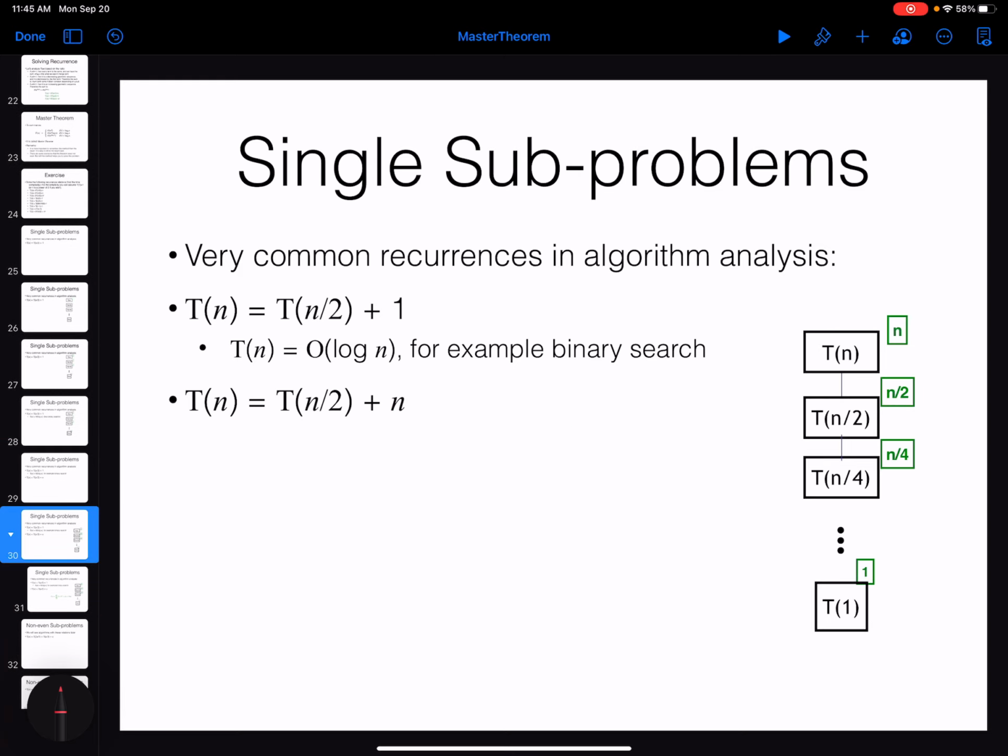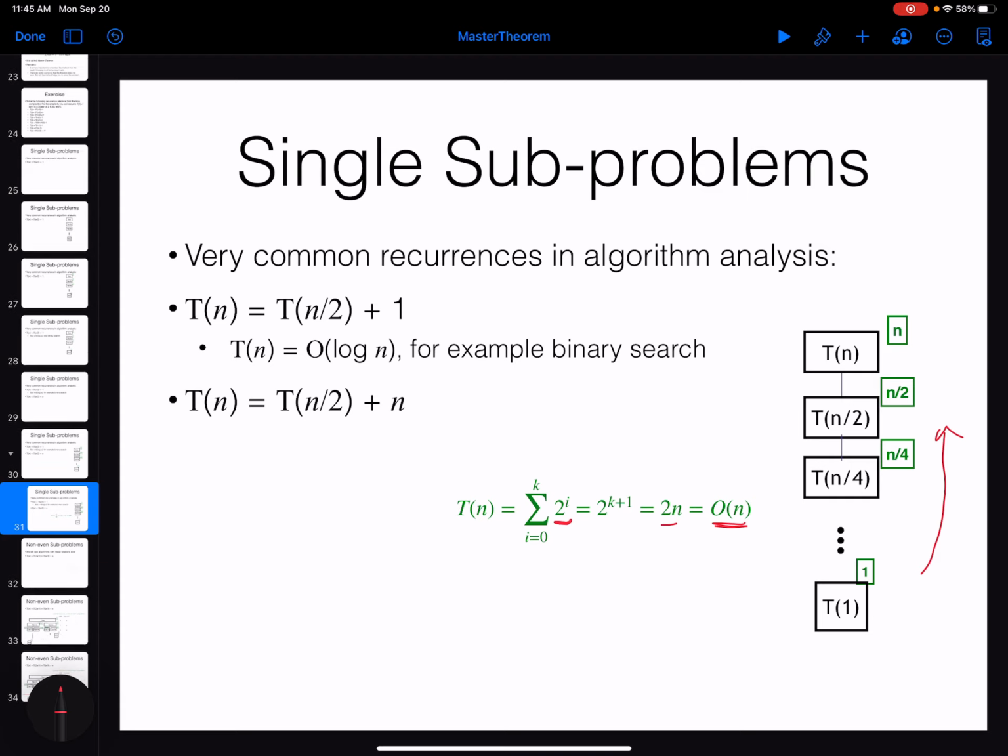Again, instead of directly using the master theorem, you can just go with the substitution method or use the tree. This is going to look like this: the summation of n divided by 2, n divided by 4, and so on. You can in fact think of it in the reverse way. In this summation, these are all the powers of 2 until you reach n. So the result is going to be 2n, or actually O of n at the end.